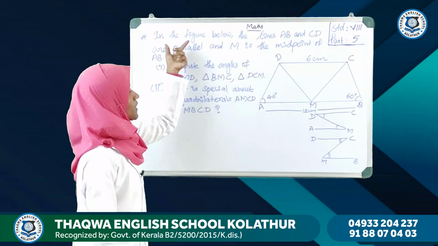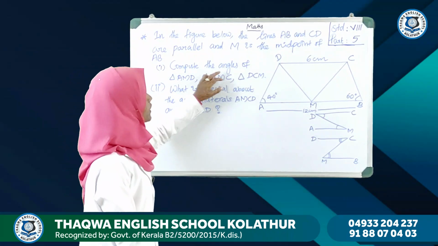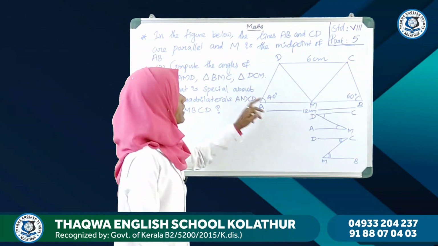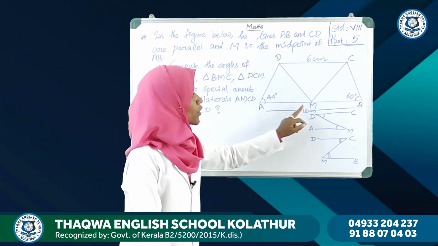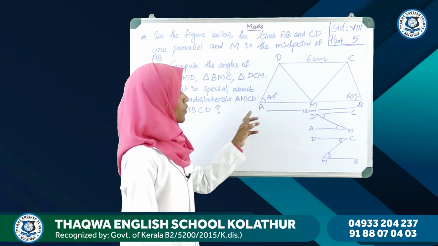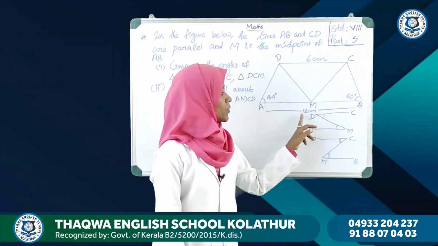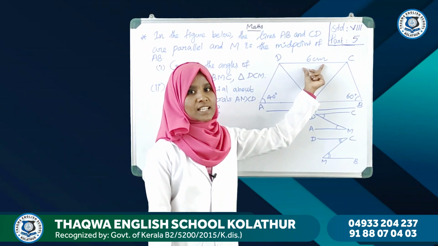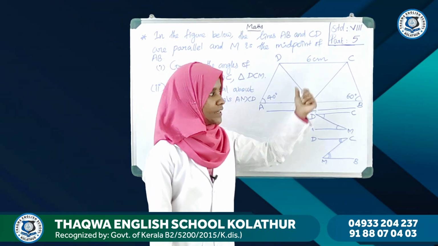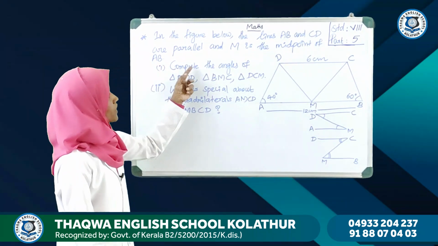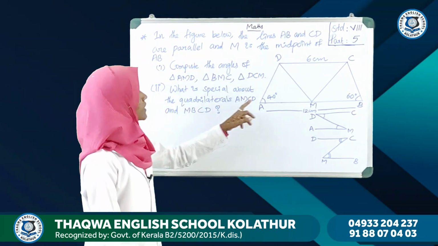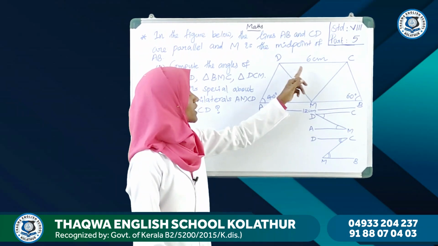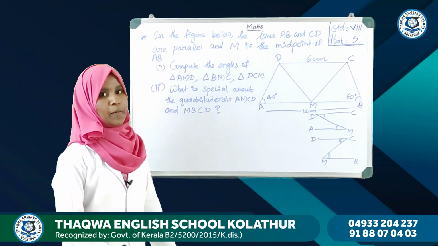Okay. Next question. In the figure, the lines AB and CD are parallel and M is the midpoint of AB. Okay. Given AB equals 12 centimeter and CD equals 6 centimeter. Now the questions are: compute the angles of triangle AMD, triangle BMC and triangle DCM.